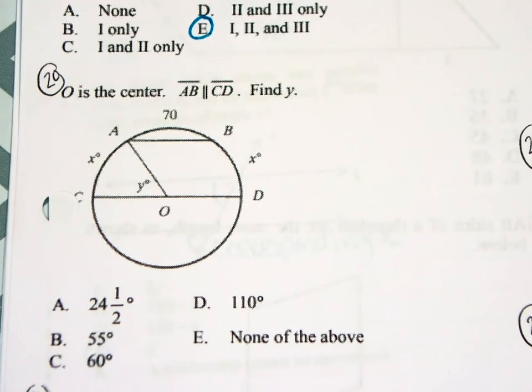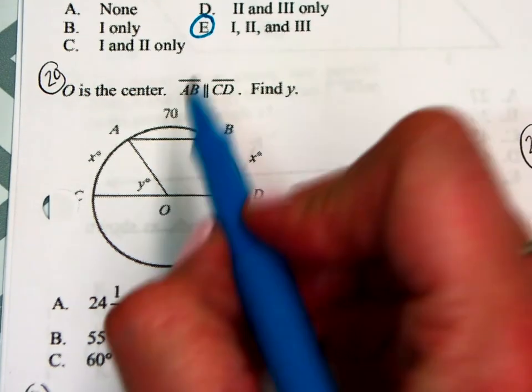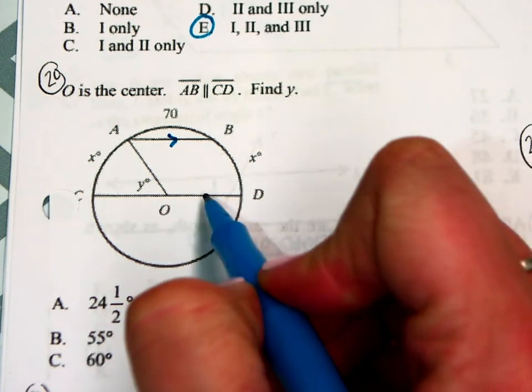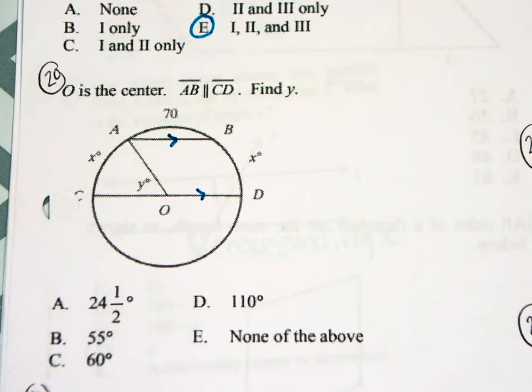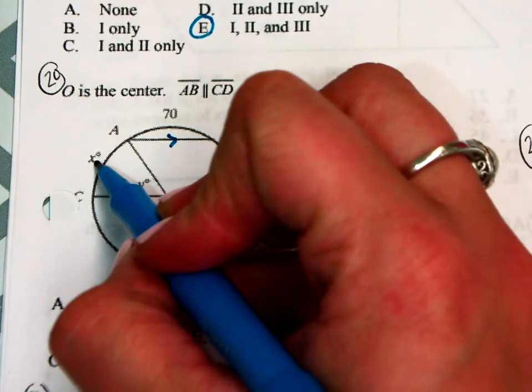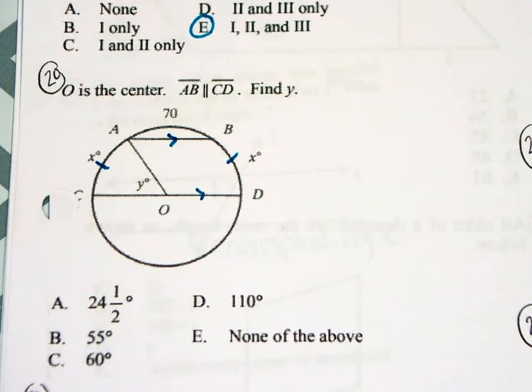Number 20, O is the center and AB is parallel to CD. That is important. Find the value of Y. Well, to help us find this problem, we should know that all of our angles here, notice how this is X and this is X. That lets you know that those measurements should be the same.